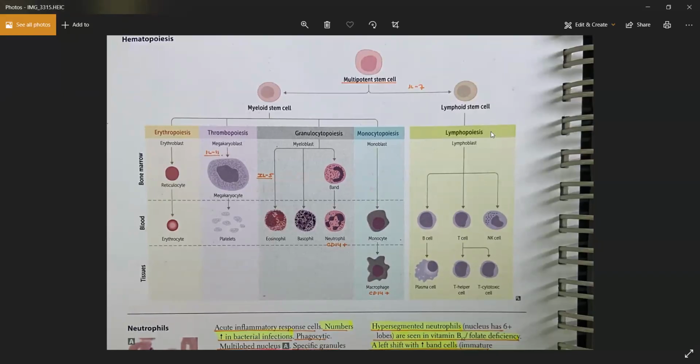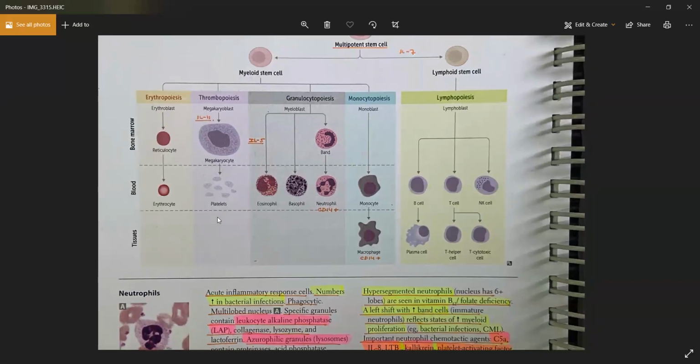And for the lymphoid stem cells, you will have the lymphoblast cells. These cells can form either the B cells, the T cells, or the NK cells. And please note that these lymphocytes are part of which type of immune system? Acquired, right? And these NK cells are part of innate immunity. Please remember that, very important. So yeah, that would be it.